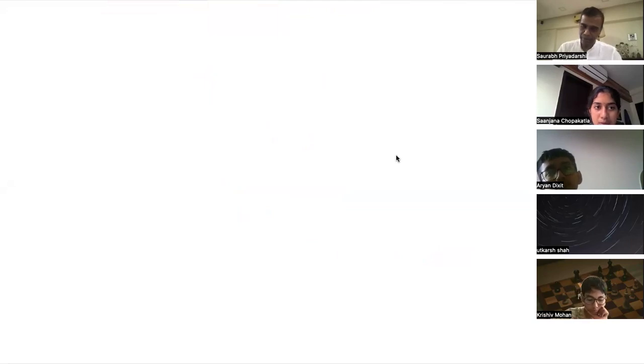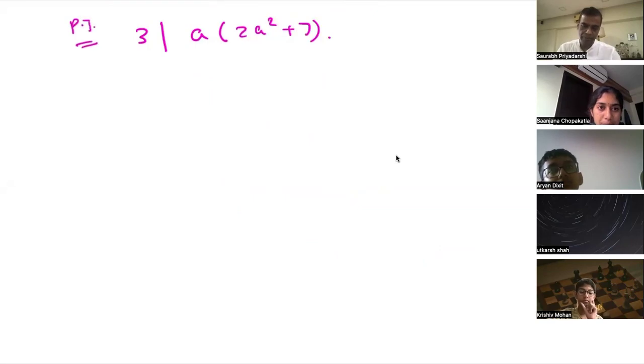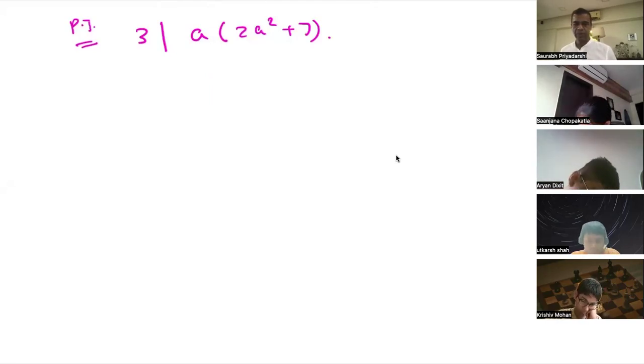Okay, see. A few more questions on this, right? You have to prove 3 divides a, 2a square plus 7. Try this too. 3 divides a into 2a square plus 7. Use the simplest thing we can do.